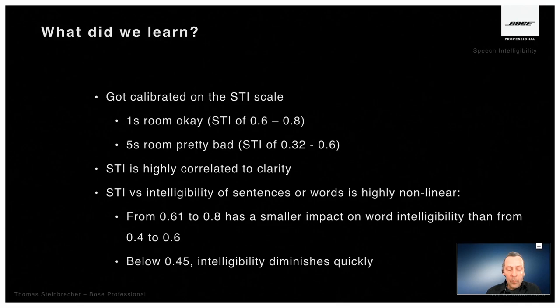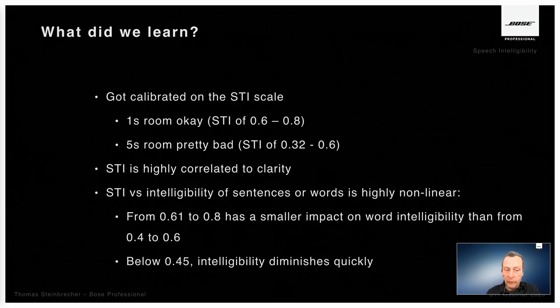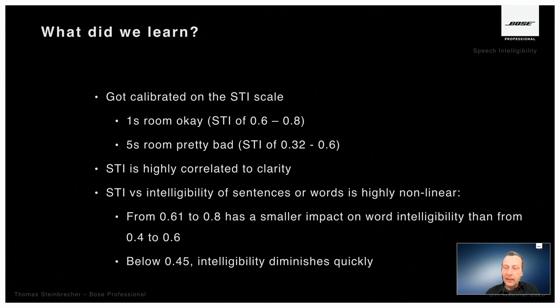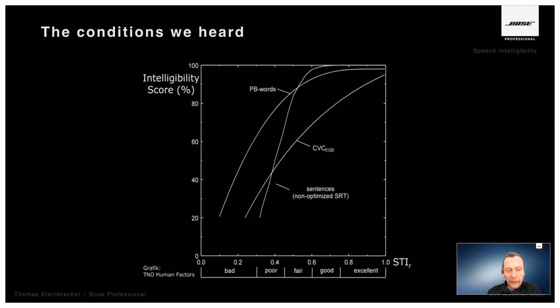So when we went from 0.6 to 0.8, we could probably all say that the impact on word intelligibility or even sentence intelligibility was much smaller than when we went from 0.4 to 0.6, although the difference is the same in both cases, right? The difference is always 0.2 on the STI scale, but apparently if the values are much lower, then 0.2 makes a larger difference. And if we go down below an STI of like 0.45, intelligibility goes down and diminishes very quickly. So here's a figure that's supposed to illustrate this.